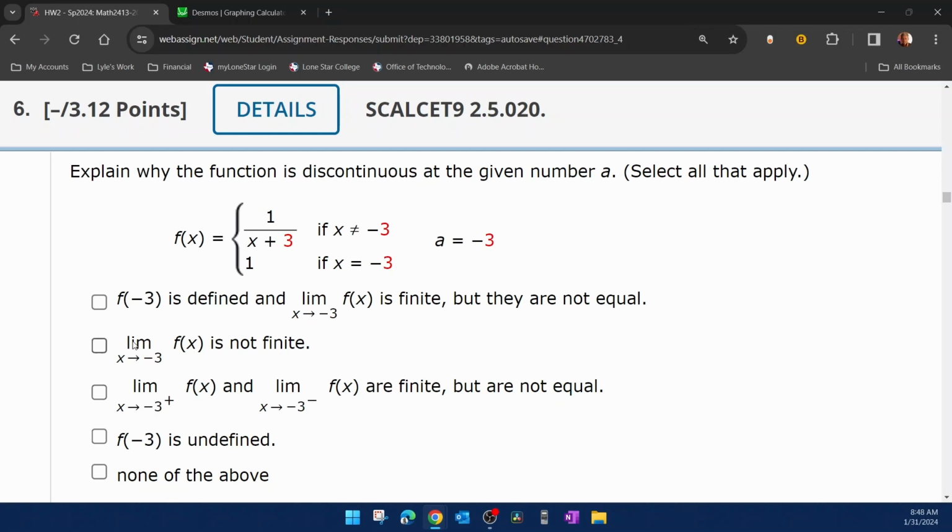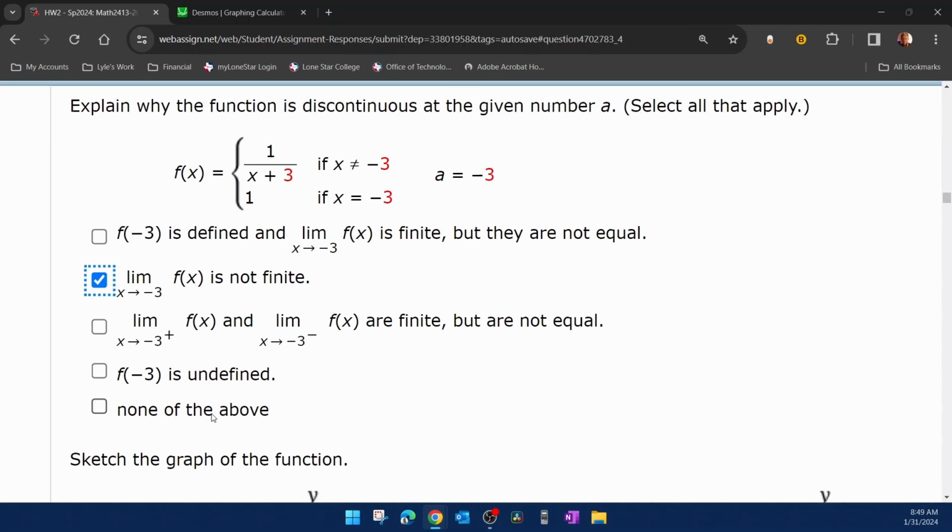So I'm not sure. Is it this option? The limit of f of x is not finite. It would make me feel better if it said the limit doesn't exist. Yeah. Maybe that choice, but I think really it should be none of the above.